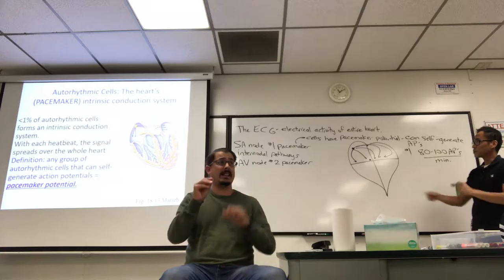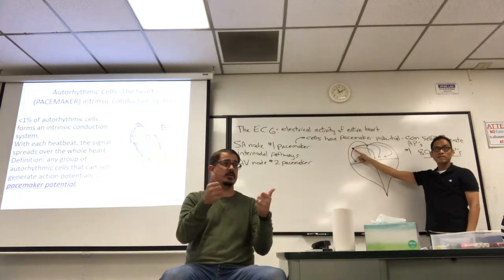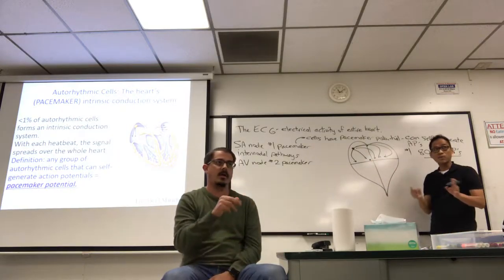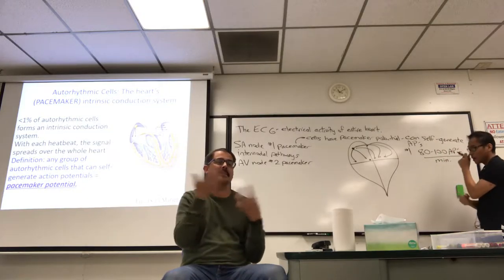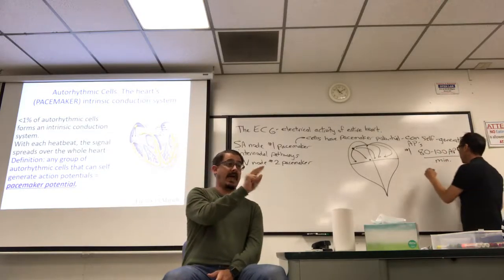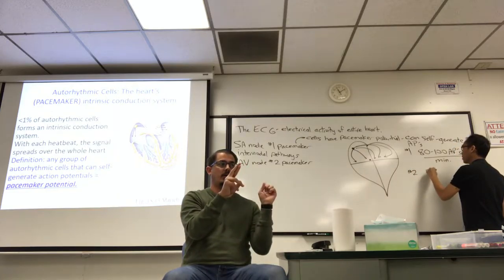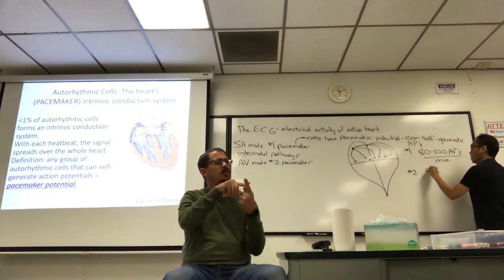No, these are singular. See this dot? Is that the right or the left? Right. Right atrium. What about there? Right. Yeah, so these aren't on both sides. They're only on these specific locations. And this AV node is your number two pacemaker. It can only generate maybe 40 to 60 action potentials per minute.